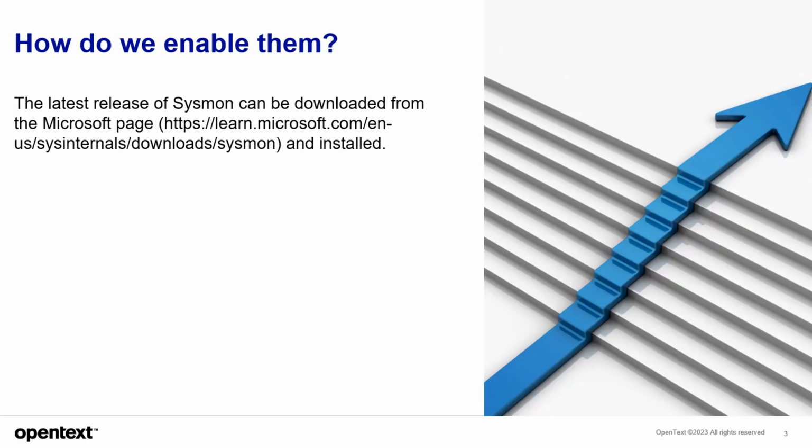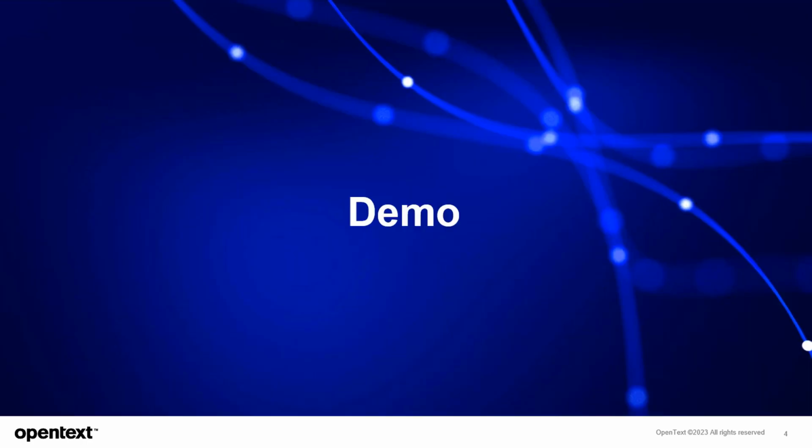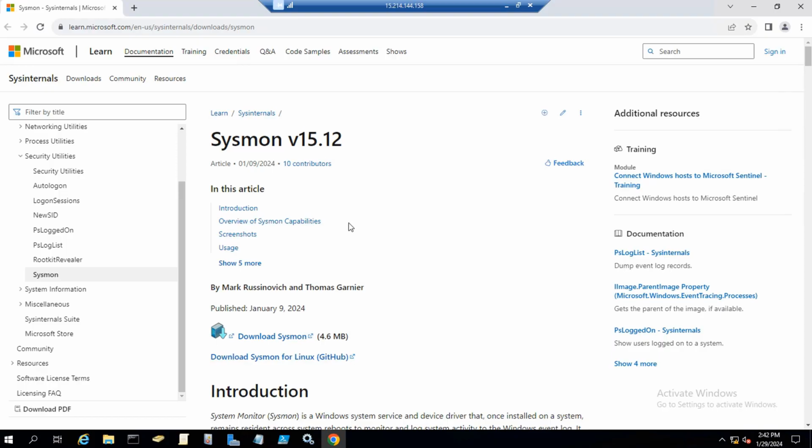So how do we enable them? The latest release of Sysmon can be downloaded from the Microsoft page as shown and installed. I will be showing a quick demo on how to install Sysmon and set it up in your Windows machine. The first step would be to download the Sysmon package from the Microsoft page as shown.